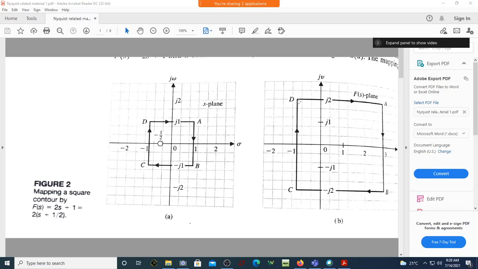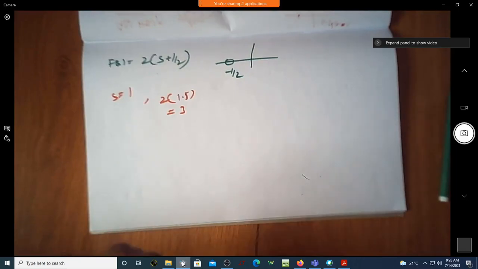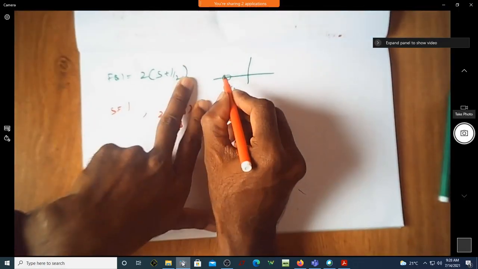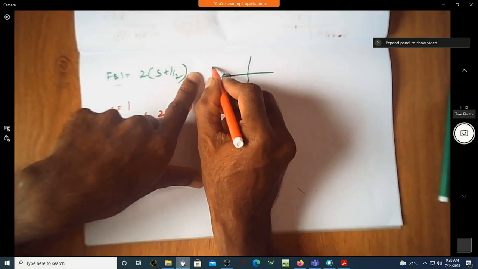What we are trying to do is, let me just show you. What we are doing is, we have a 0 of f of s. I wrote a contour here. Correct?